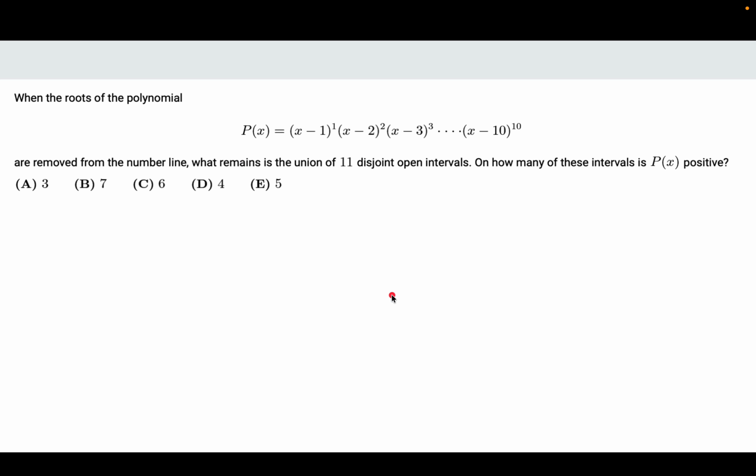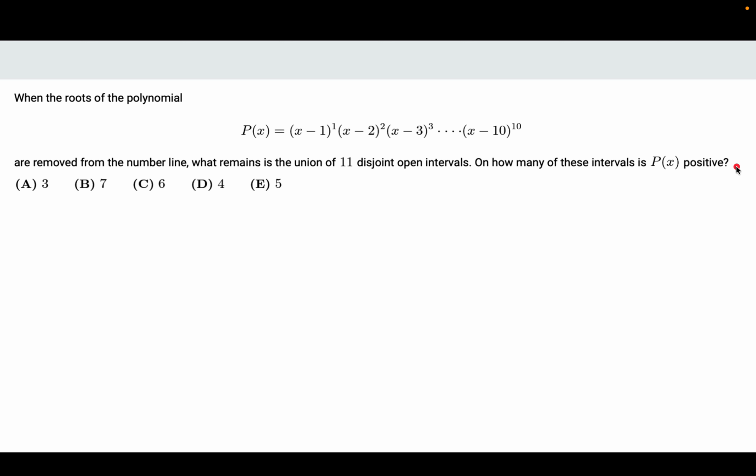Let's get started. When the roots of the polynomial p of x equals (x minus 1) to the power of 1 times (x minus 2) to the power of 2 times (x minus 3) to the power of 3, all the way to (x minus 10) to the power of 10, are removed from the number line, what remains is the union of 11 disjoint open intervals. On how many of these intervals is p of x positive?